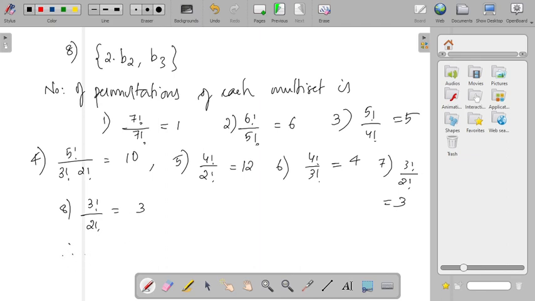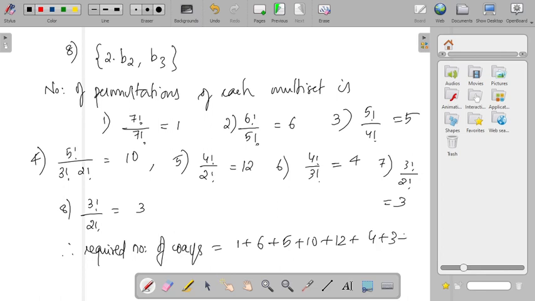So therefore the required number of ways will be equal to the sum of all this, so you'll get 1 plus 6 plus 5 plus 10 plus 12 plus 4 plus 3 plus 3, which is equal to 44. So the number of rectangles of size 1 by 7 which can be formed using the blocks B1, B2, B3 is 44.